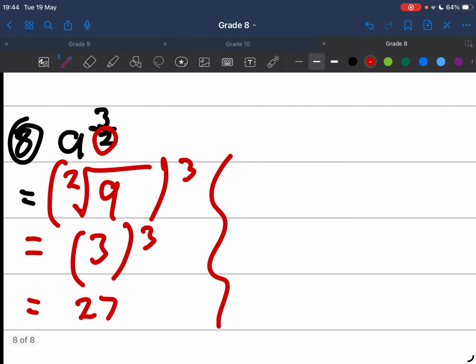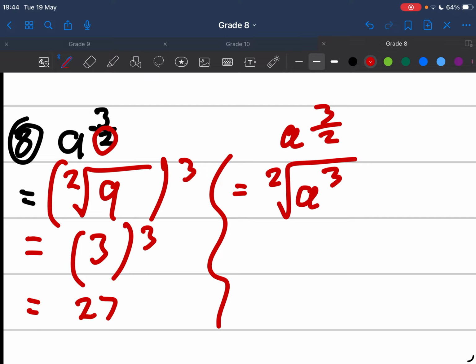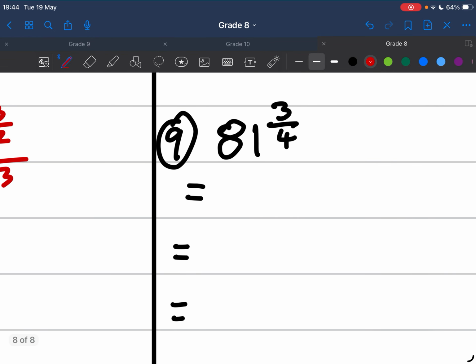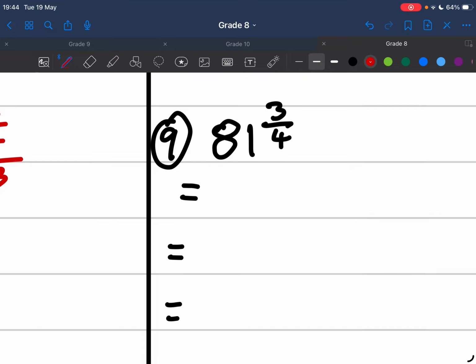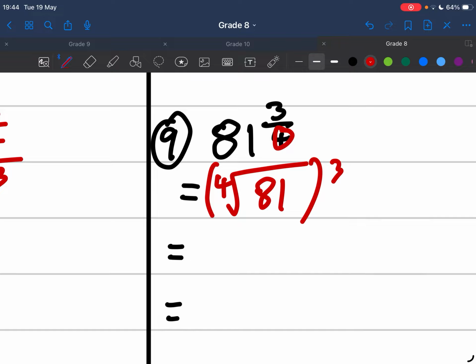But if that was an a, how would you do it? If this was a to the power 3 over 2, it would be the square root of a cubed. In this case, we leave it like that because you can't really solve it, so we just put the exponent under the root. For this one, you can do the root sign, 81, put your 4, and cube it. The fourth root of 81 should be 3, and then you cube that, and that's going to give you 27.